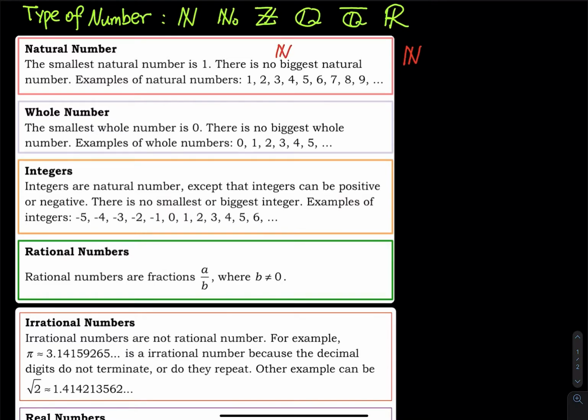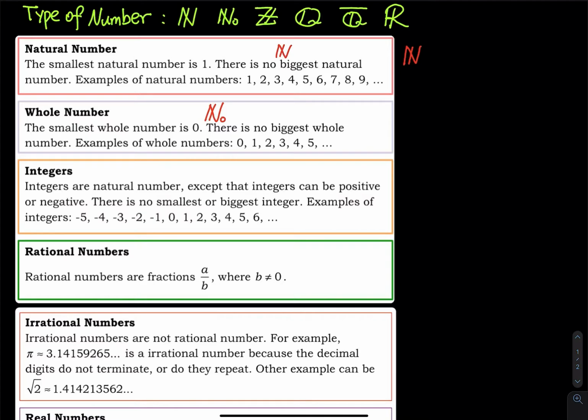The smallest whole number is 0. That is the difference between natural numbers and whole numbers, right? Natural numbers are 1, 2, 3, 4, 5, 6, 7, 8, 9, but not including 0. If we discuss whole numbers, then we add a 0 to it. The notation of whole numbers is still this N, but we add a little dot to it. That stands for whole numbers.